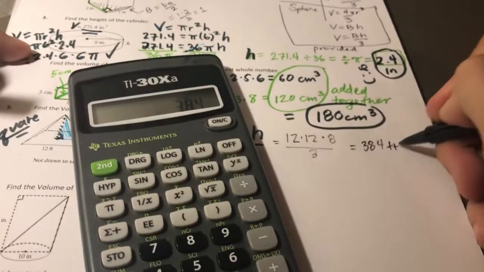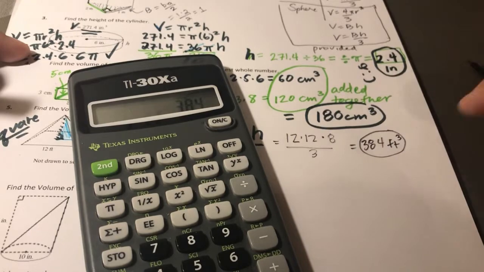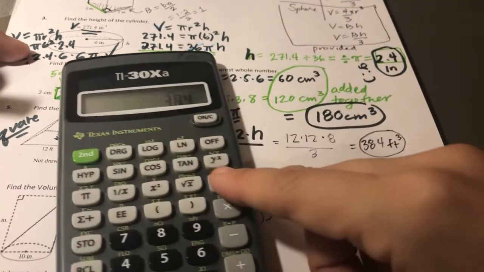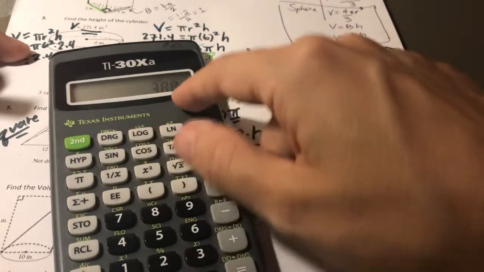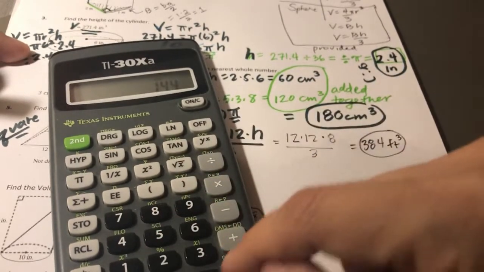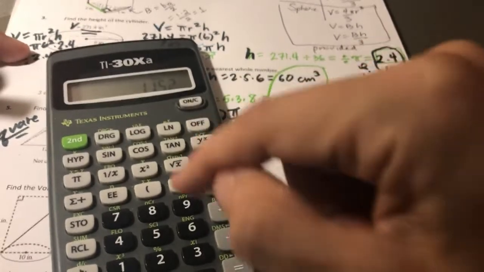384 feet cubed. Now just to double check to make sure I put it in there, 12 times 12 times 8, divide by 3, because it's pointy, 384.